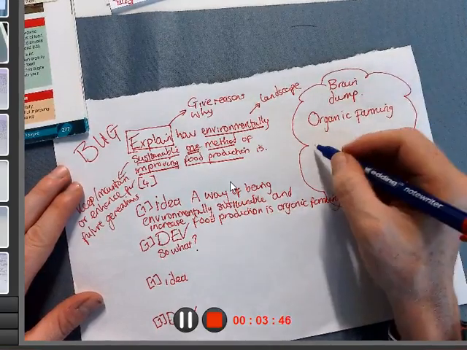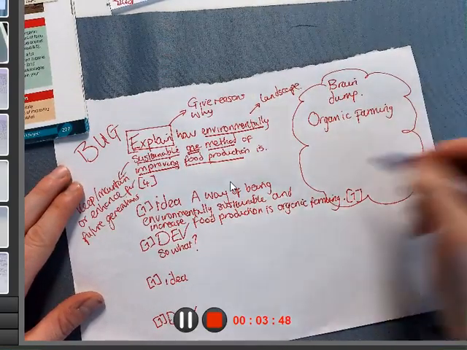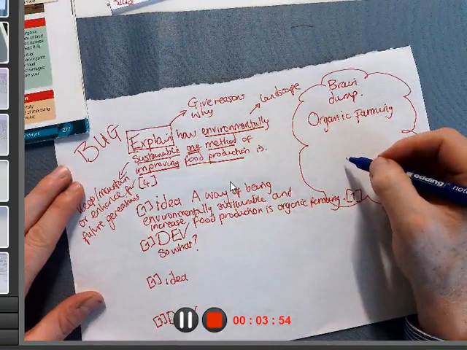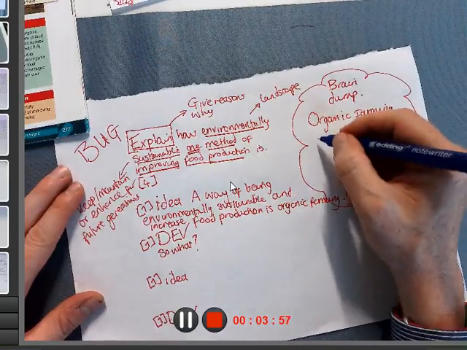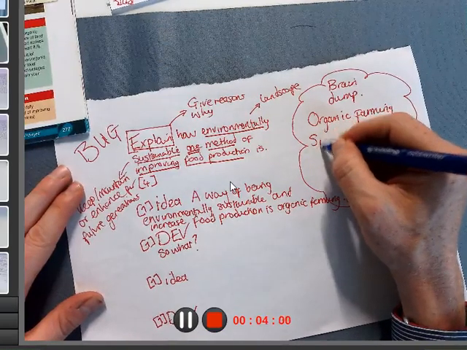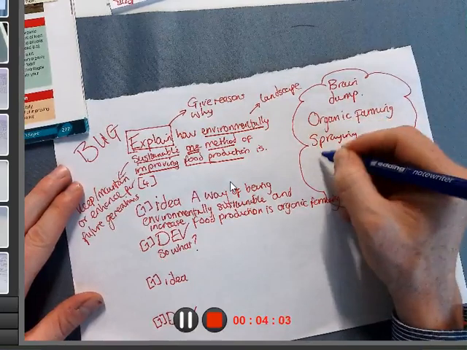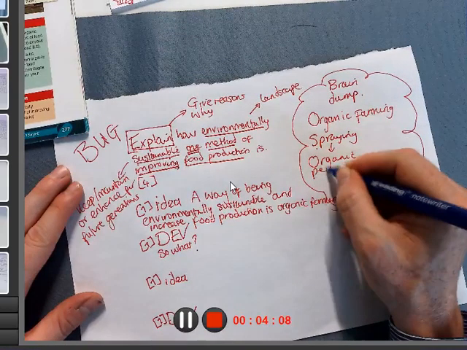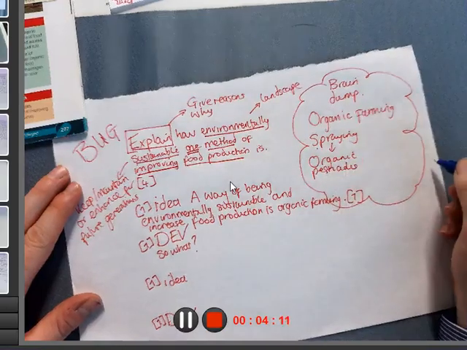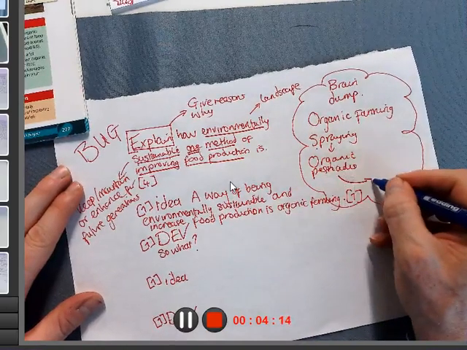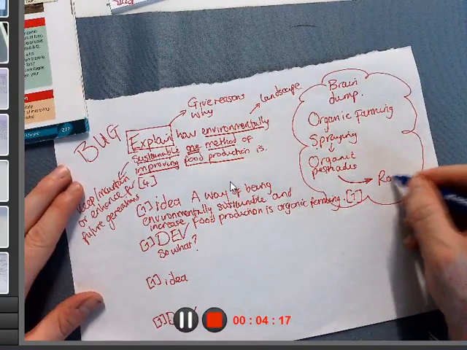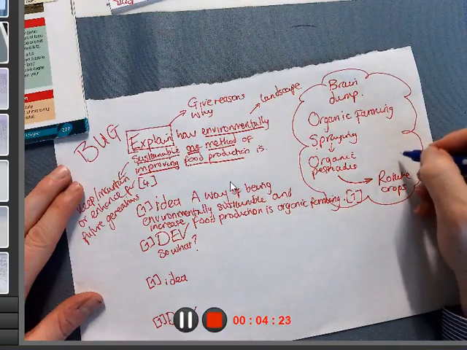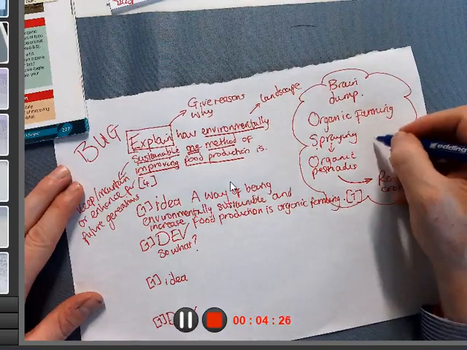So if we're doing organic, how does it make it environmentally sustainable? The crops are not sprayed with a lot of chemicals. Okay, so spraying, you could write that down. That could be a development. If you want to link to that, they use organic pesticides. Because they're not spraying a lot of chemicals, they also rotate crops, and in turn that increases biodiversity.